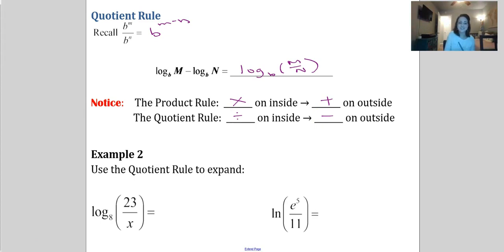Force a pause on the screen. Can you go ahead and try example 2 for me in your notes? Hit continue when you're ready to check your answers. All right, I've got answers on the screen. You can pause if you need to. Keep in mind that this first term here does simplify to 5, so I can put ln of 11.